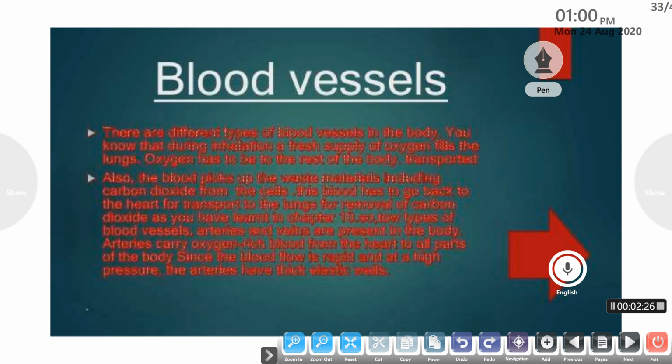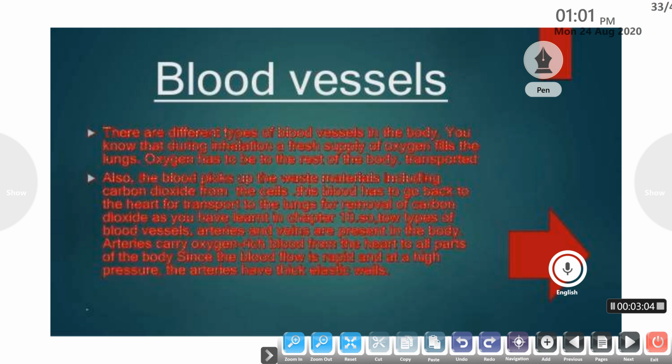Next is the blood vessels. There are different types of blood vessels present in our body. As you all know, during inhalation a fresh supply of oxygen fills the lungs, and during exhalation the impure supply of air has to be exhaled out. So oxygen has to be transported to the rest of the body, the fresh supply of air. Also the blood picks up the waste materials including the carbon dioxide from the cells and then transports it to the lungs for exhalation, for the removal of the waste products.